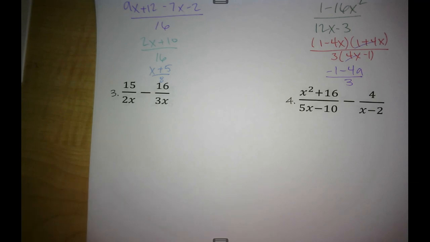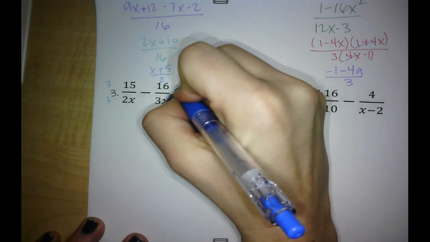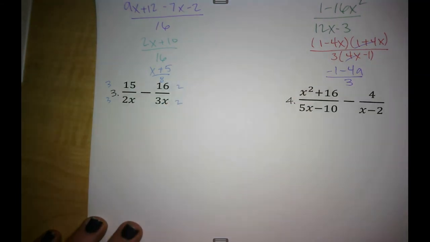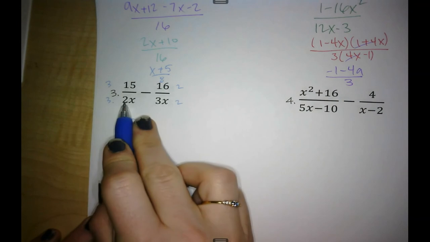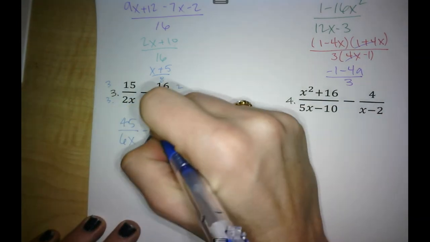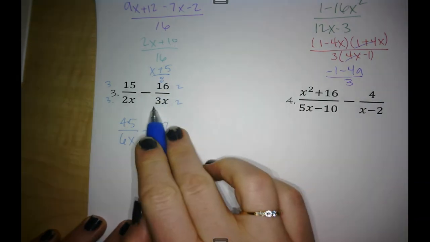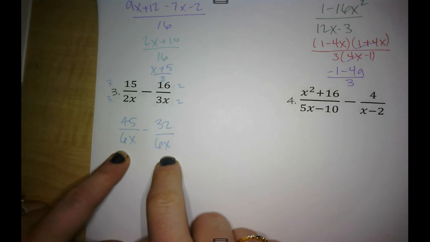Since they both have x, I can just multiply by the numbers and get them to both be 6x because that would be common. So multiply this by 3, this by 3, this one by 2, this one by 2. So 3 times 15 is 45. 3 times 2x would give me 6x. 16 times 2 is 32. 3x times 2 is 6x. So now I've got a common base.